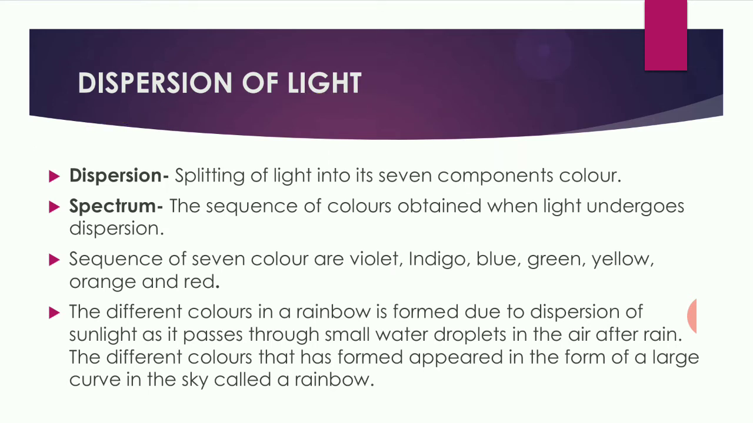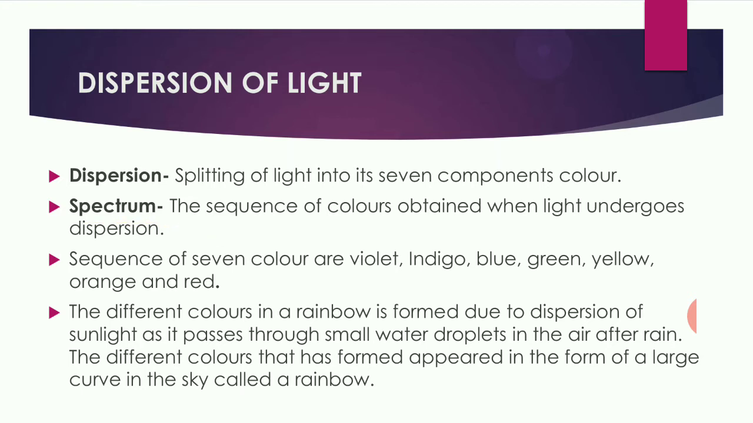Next, dispersion of light. Dispersion of light is nothing but splitting of light into 7 colors. You know, white light is made up of 7 colors. When this white light passes through the prism, it gives 7 different colors on the screen. The sequence of colors obtained when white light undergoes dispersion is called the spectrum.